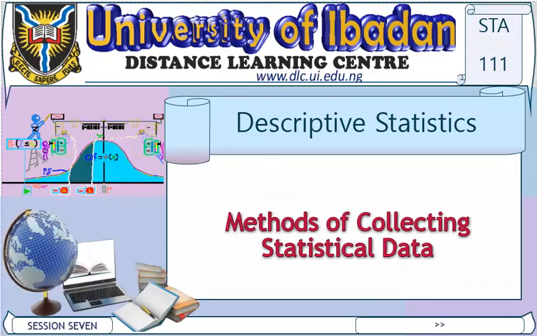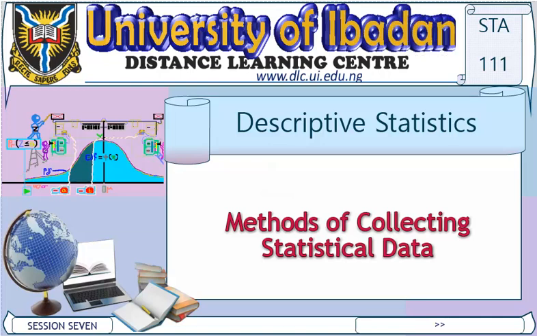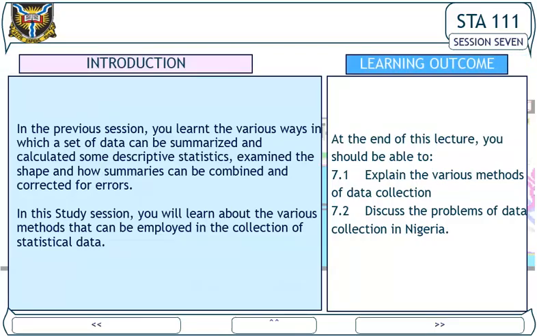Study Section 7. Methods of collecting statistical data. Introduction. In the previous session, you learned the various ways in which a set of data can be summarized and calculated, some descriptive statistics, examine the shape, and how summaries can be combined and corrected for errors.